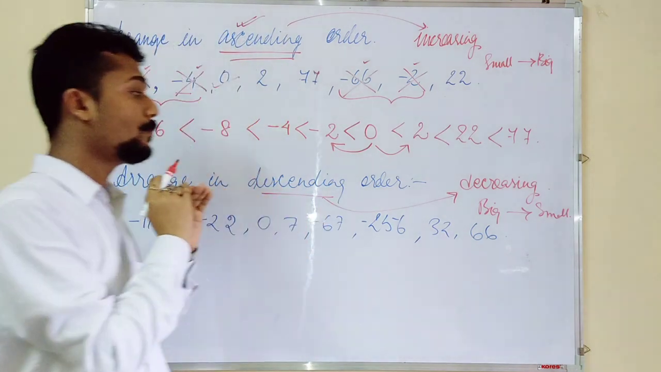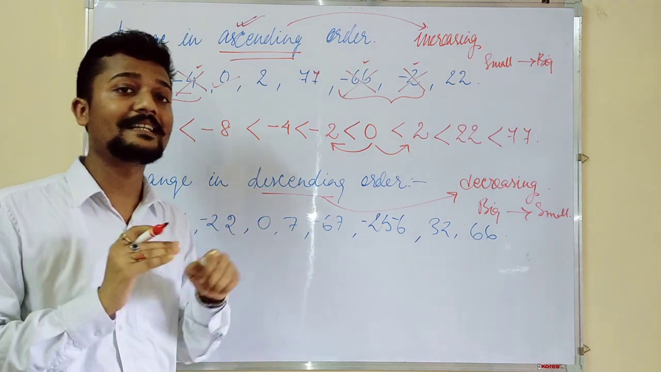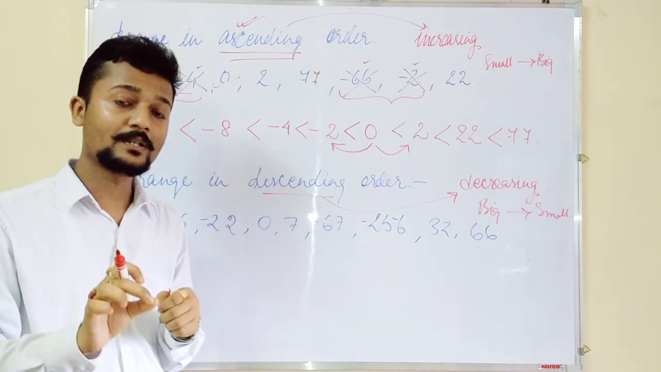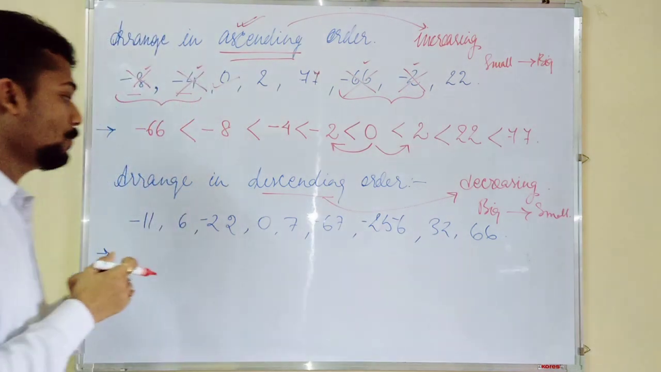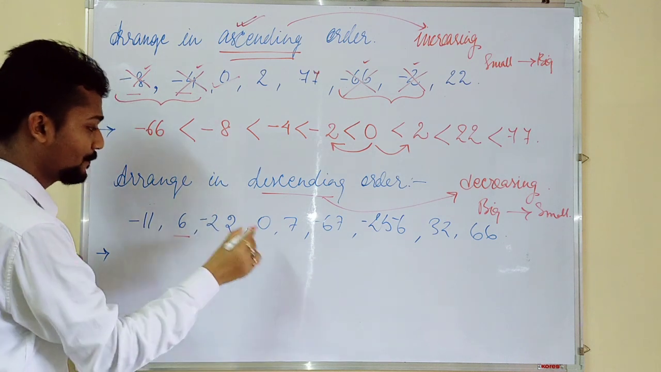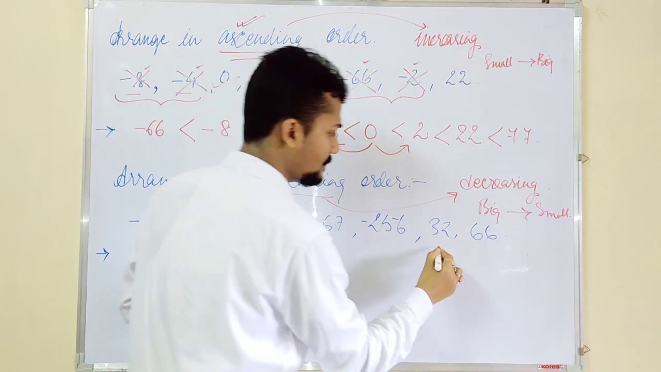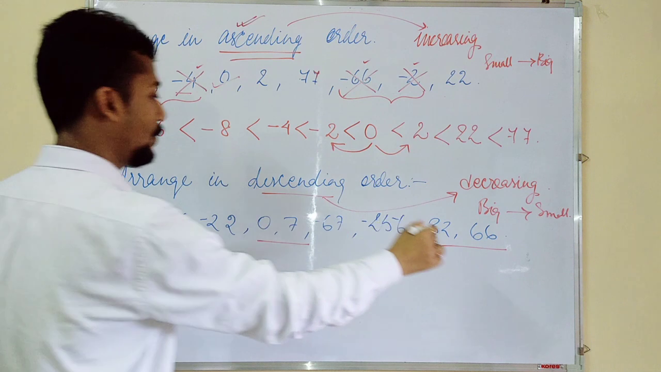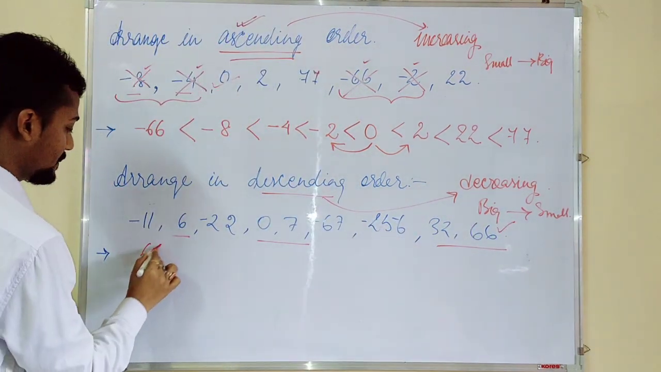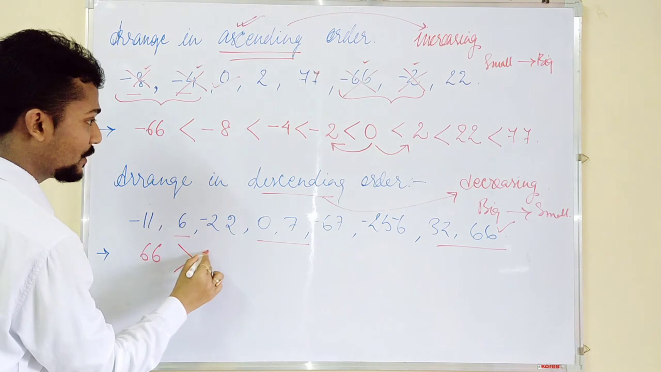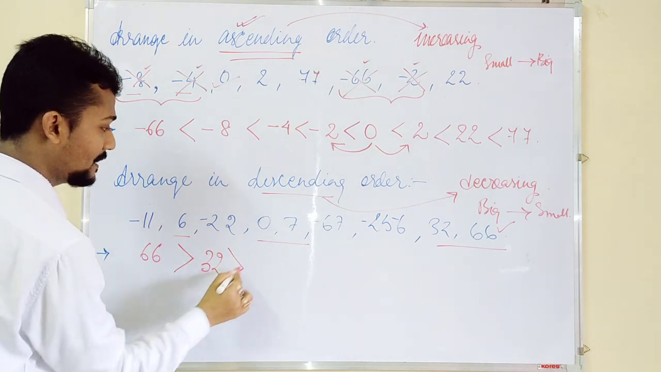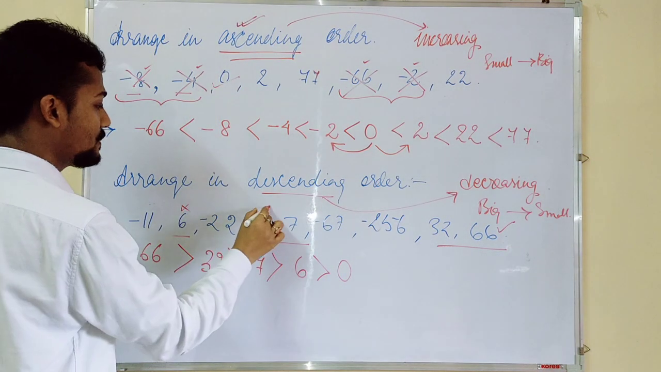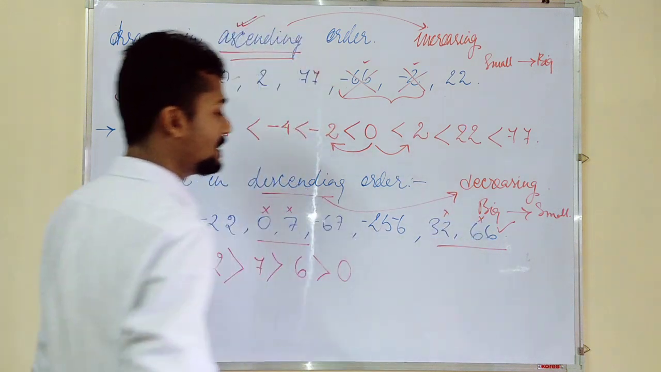That means when the question asks to arrange the numbers in descending order, which numbers are we going to take first? We are going to take the numbers which are positive, isn't it? So what are the positive numbers? 6, 0, 7, 32 and 66. Among these numbers, which one is the greatest? Obviously 66. So 66 is greater than 32, is greater than 7, is greater than 6, is greater than 0. That means I have completed the positive integers.